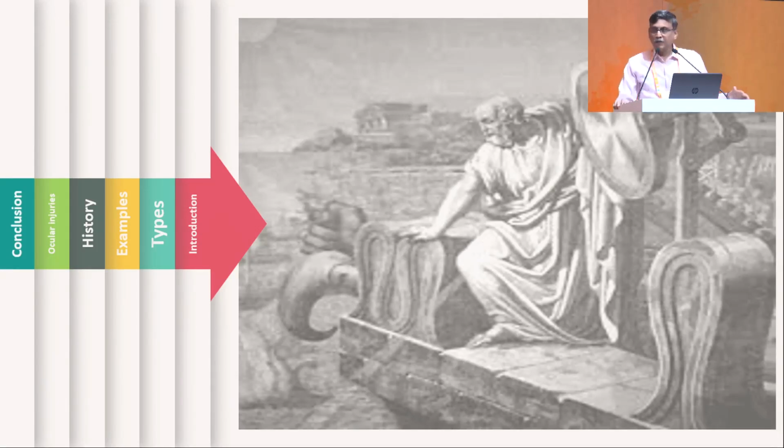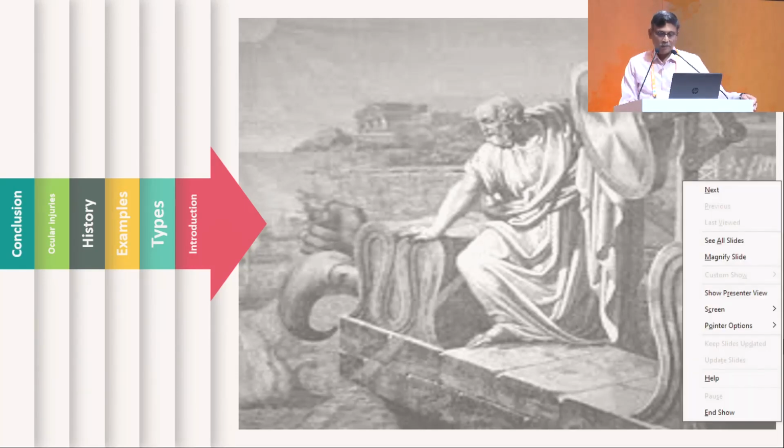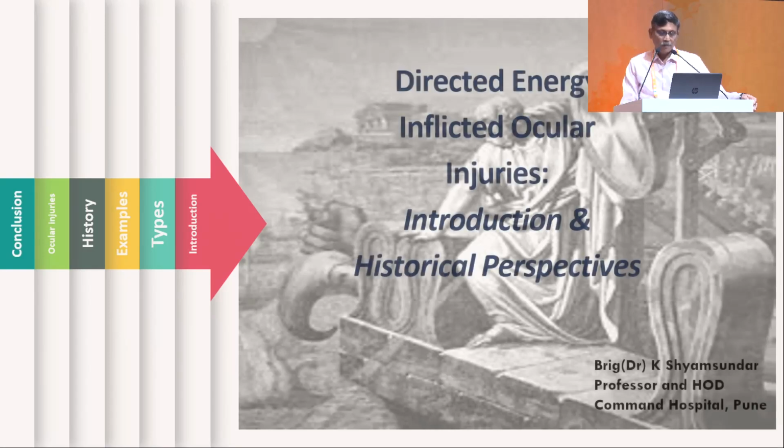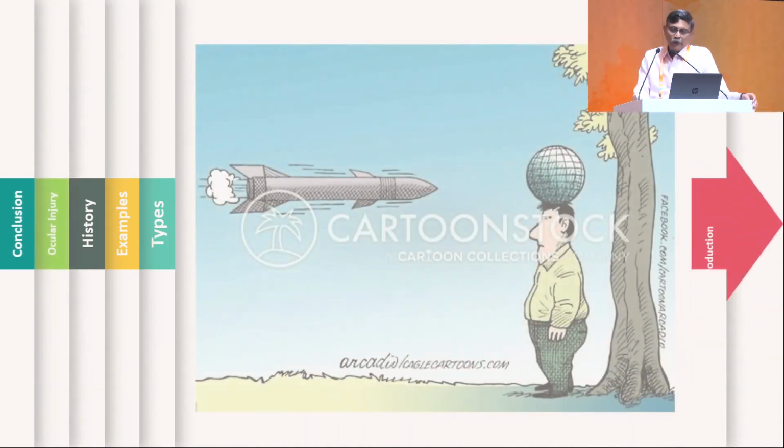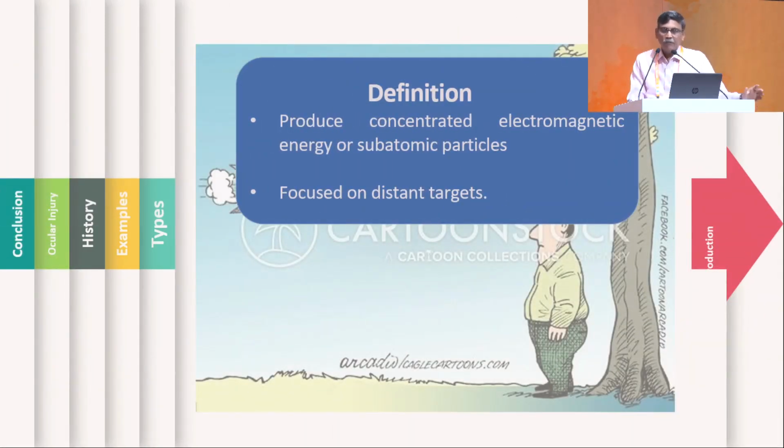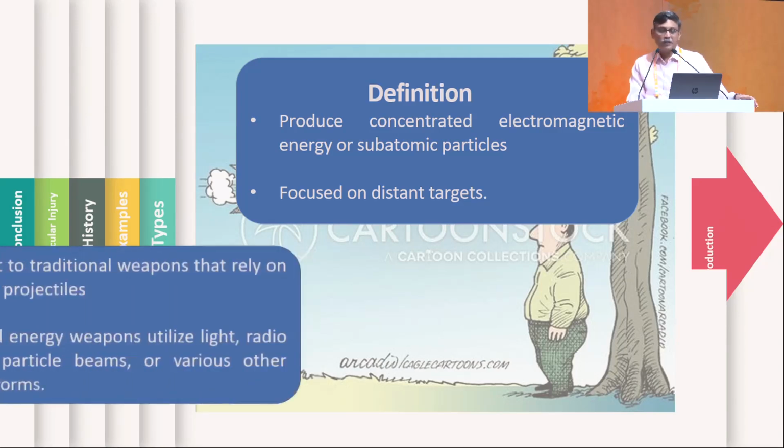When I heard about directed ocular injuries, it brings to mind the various weapons that are used, or lasers that are used in day-to-day life, as well as industrial uses where lasers, as well as energy which has been channeled into focus beams, are being used. When we have to define directed energy weapons, we usually say these are electromagnetic energy or subatomic particles which are concentrated and focused on distant targets.